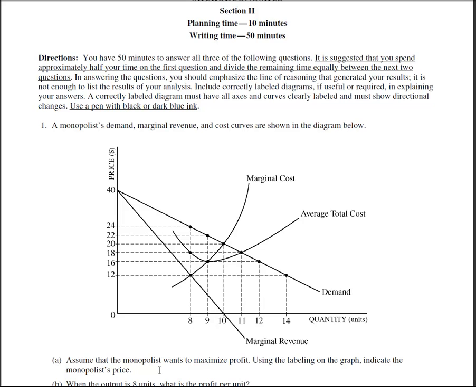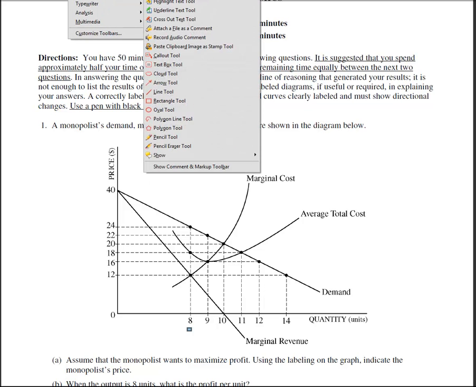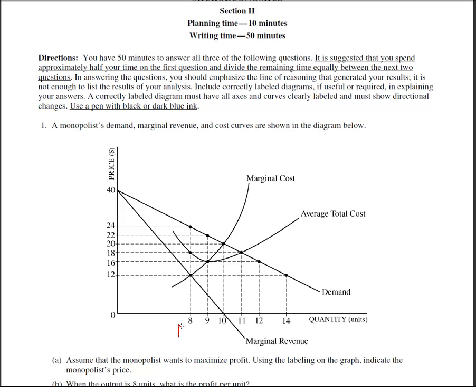So assume that the monopolist wants to maximize profit. Well, the way you maximize profit is producing where marginal revenue is equal to marginal cost. Let's see if I can get a tool here to comment and mark it up. Specifically, let's do a pencil tool. So right here, marginal revenue is equal to marginal cost at 8 units. There's marginal cost, there's marginal revenue right here. Okay, so that is 8 units.